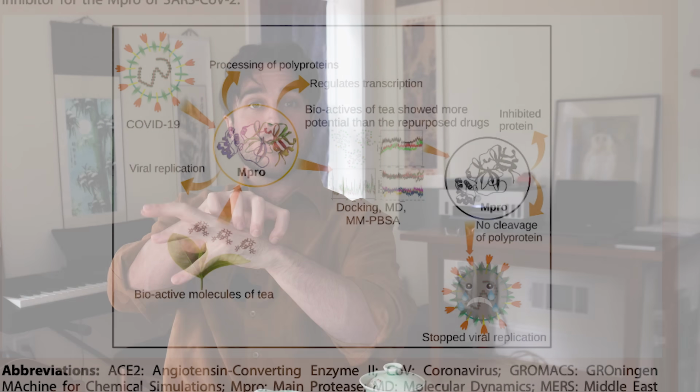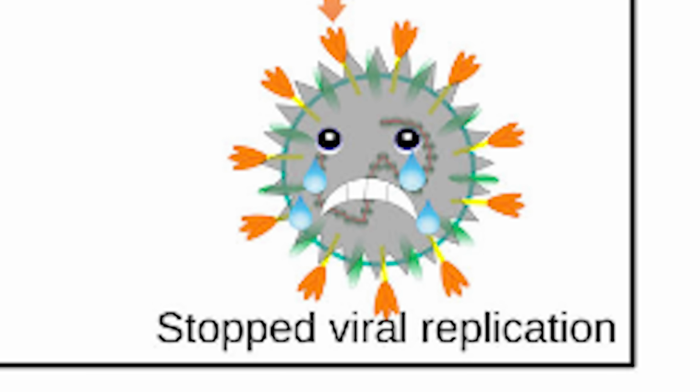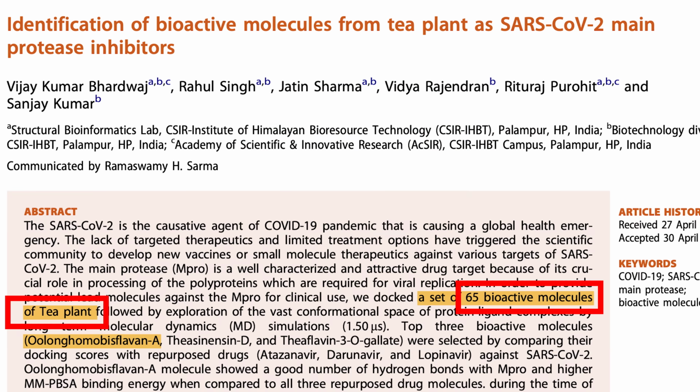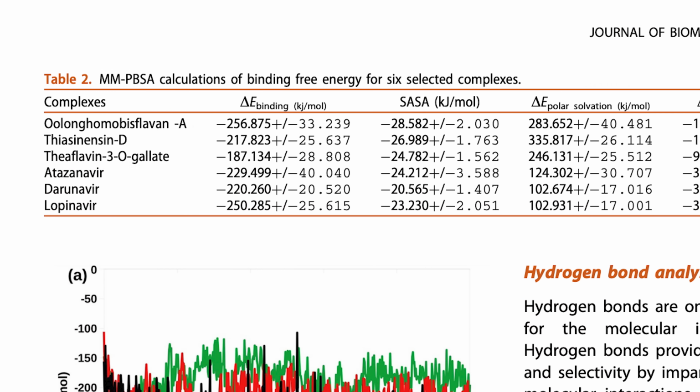Basically, if you can bind to it, let's say the virus is here doing its stupid thing, and then you just bind to it really tightly, it can't really move anymore, and that's sufficient to stop it from replicating. They tested 65 tea molecules, and among all the compounds, oolonghomobisflavin A stood out. So here you can see the top 3 performing tea molecules compared to 3 synthetic pharmaceutical antiviral drugs that were already being tested and used at that time.